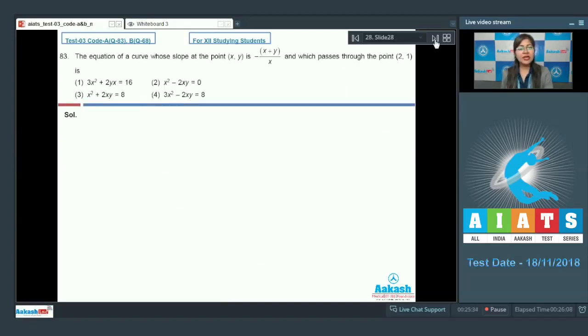Next is question number 83, which says that the equation of a curve whose slope at a point (x, y) is -(x + y)/x and which passes through the point (2, 1) is. Now the equation of a curve whose slope is given as this. Slope is given by dy/dx, right?